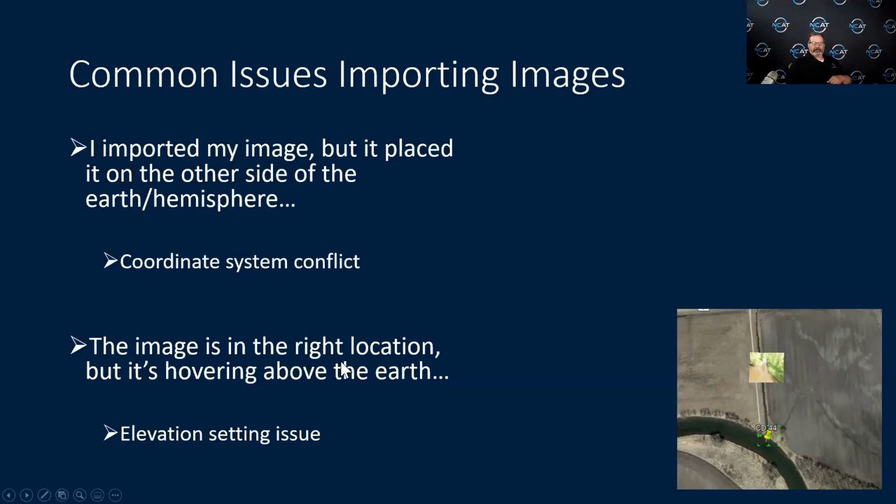The other one is the image is in the right location, but it's hovering over the earth. Like this one here, if I was to turn this sideways, rotate the earth, you'd see that that's like 1,000 feet above the ground. Probably more like 100, but that is an elevation setting issue. So you just have to go into the settings, change the elevation label, snap it to the ground, and it'll plop it right on the ground for you. But those are some issues you'll see, and they're relatively easy to correct.